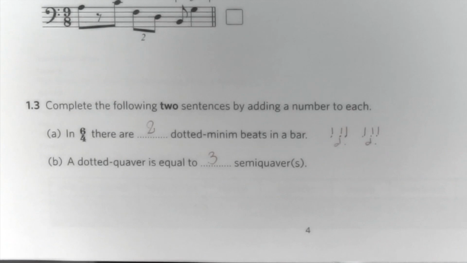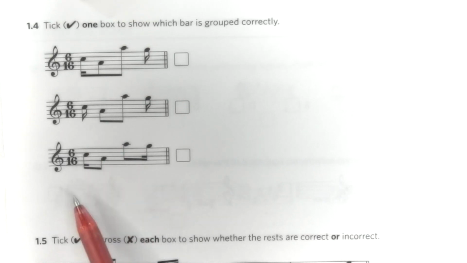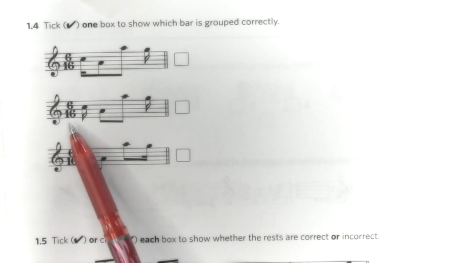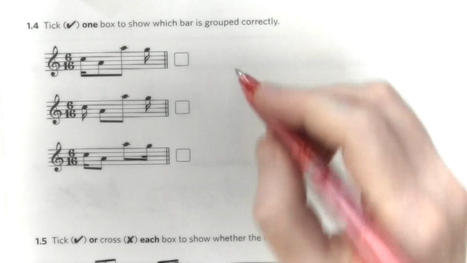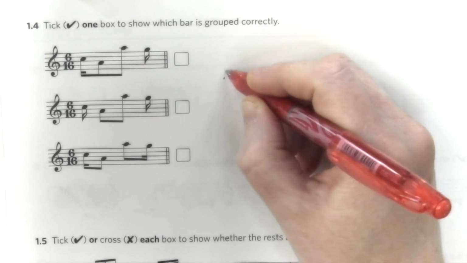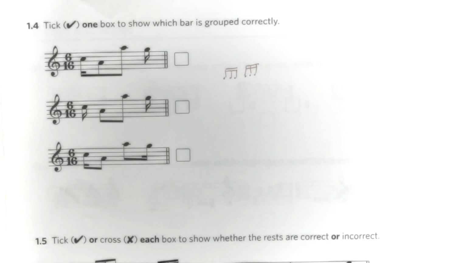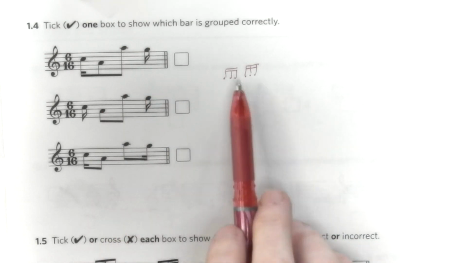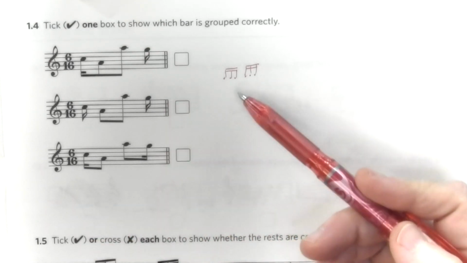Let's move on. This 4th question asks us to tick which bar is grouped correctly. Now here we have 6/16 as the time signature, and 6/16 means, as simple as that, 6 semiquavers in a bar, and the semiquavers are grouped in 3. So 1, 2, 3, and 1, 2, 3. That's all. Now, where do we have this? Nowhere, basically, because we don't have this simple and straightforward situation. So we need to see which of them makes up this.